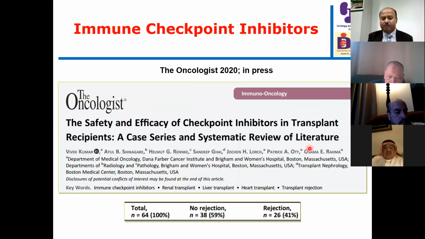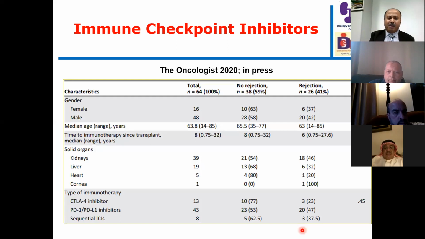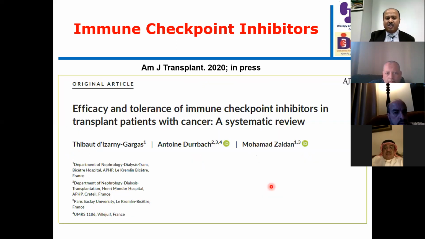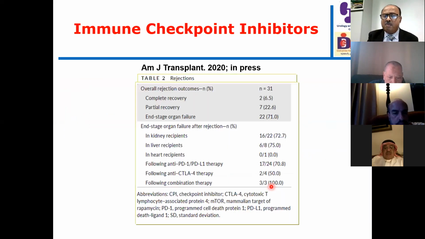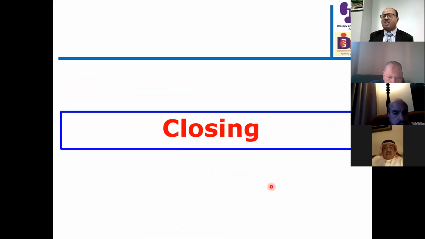This is a systematic review. As you see here, 64 transplanted patients were treated by immunotherapy because of malignancy, and rejection occurred in 40%. I think there is no time to explain the types of transplantation, the organs and the malignancy. Another big systematic review of 83 cases showed the same. Use of immunotherapy is associated with a high risk of rejection and maybe mortality. This is why we should calculate risk according to the behavior of the malignancy, according to the response of the malignancy, and discuss it with the oncologist case by case.